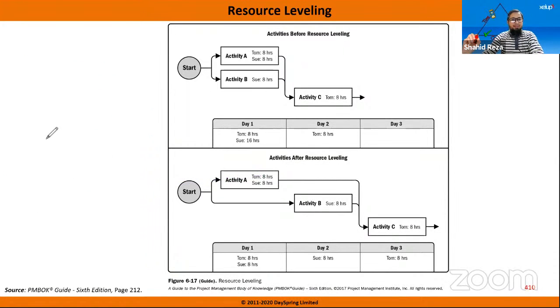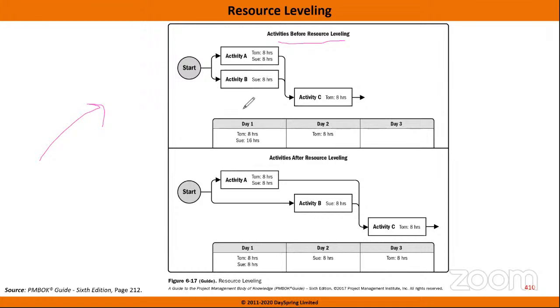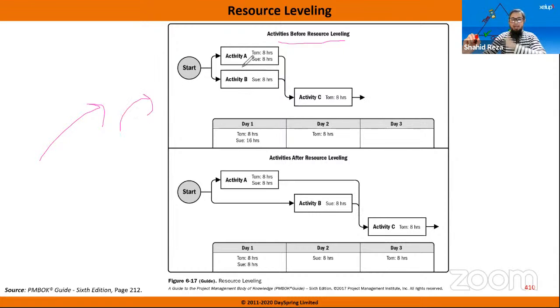Okay, here is one figure that is attached, first introduced in the PMBOK 6th edition. So here, if you see activities before resource leveling, this figure will make us understand how resource leveling increases the schedule. In the first part, activity A and activity B are running in parallel, and each takes 1 day. 1 day means 8 hours.